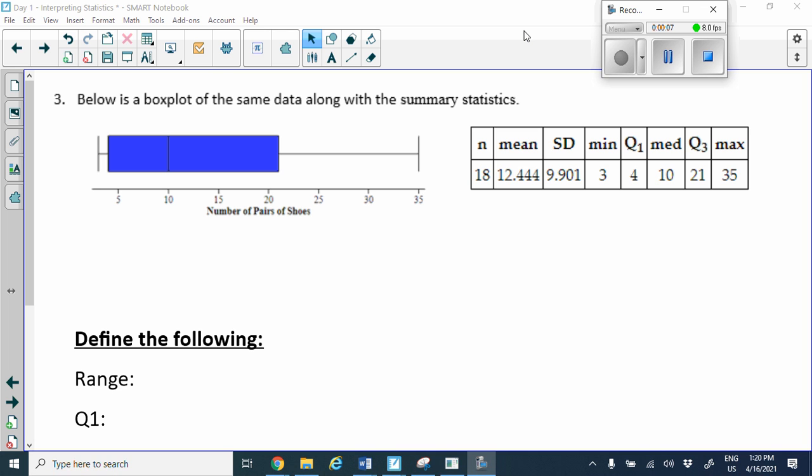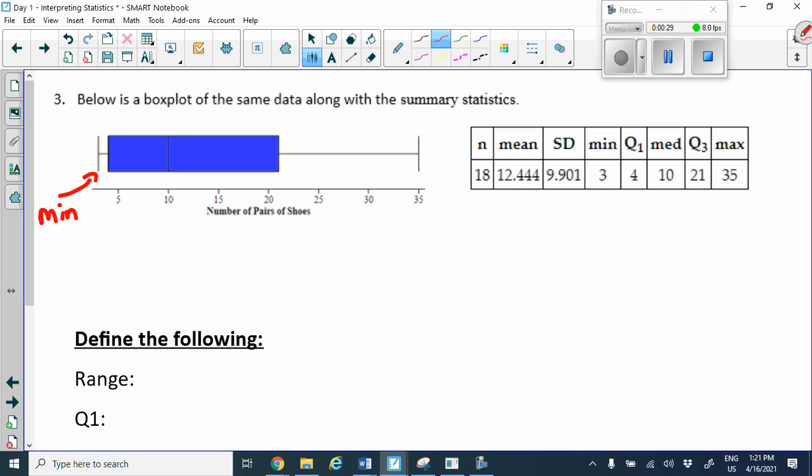So let's talk about the shape of it, okay? Basically you have these branches, and then in the middle is our box. These are going to be represented by certain statistics. Our first branch, a little part here, is going to be represented as our minimum value. Below is the box plot of the same data that we've already dealt with for the summary statistics. Basically, we have a minimum of 3, okay?